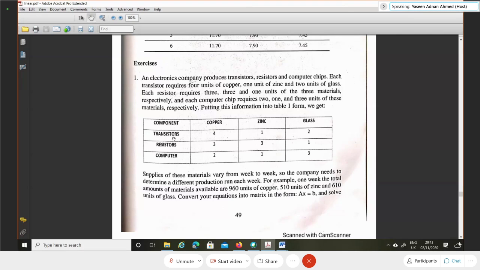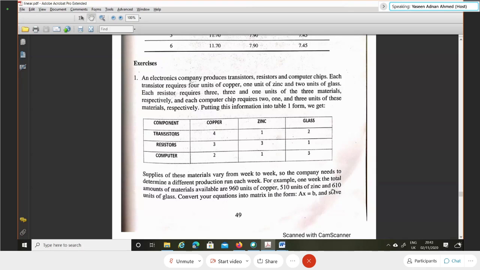Okay, so how many registers? If you are considering the total number of copper, it depends on the registers, right? So we are considering total production, and you need this unit of copper. So 4x, you can consider x1, x2, x3. 4x1 plus 3x2 plus 2x3 should be equal to 960. Another one: x1 plus 3x2 plus x3 should be equal to 510. Another one: 2x1 plus x2 plus 3x3 is equal to 610.